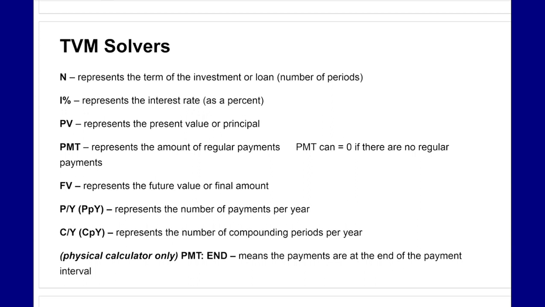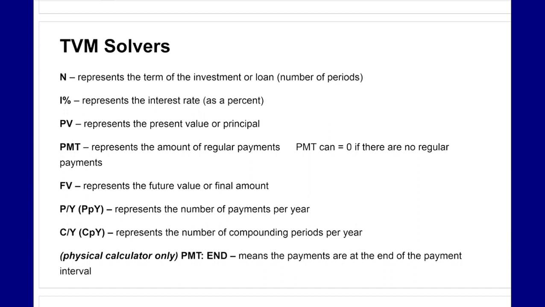PV represents the present value or principal, so same thing. PMT represents the amount of regular payments. Now we haven't talked about payments yet. We're going to cover that in a future lesson. So we can leave it at 0. Essentially, what that means is we're not putting in additional money on a regular basis. FV represents the future value or the final amount. PY or PPY represents the number of payments per year. And CY or CPY represents the number of compounding periods per year.